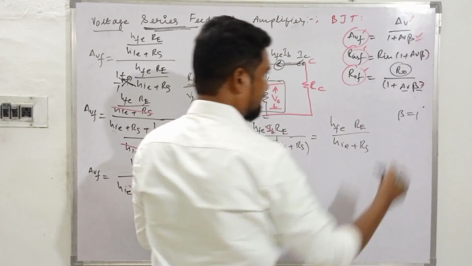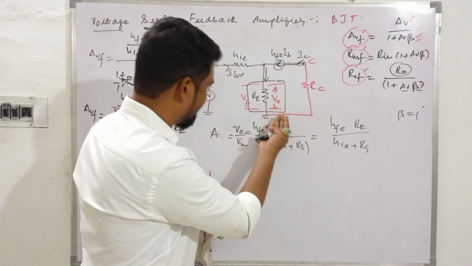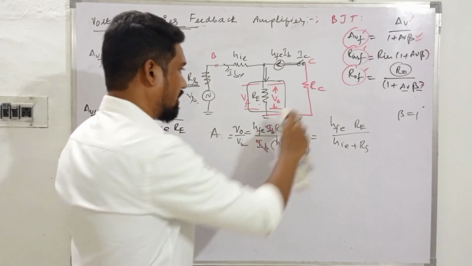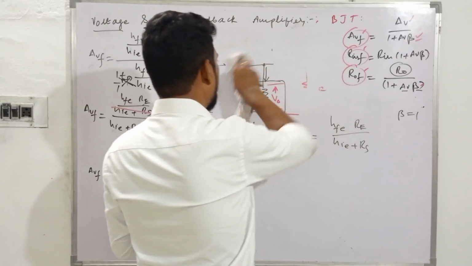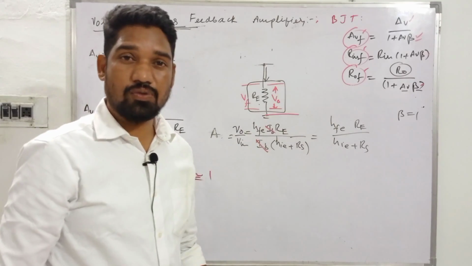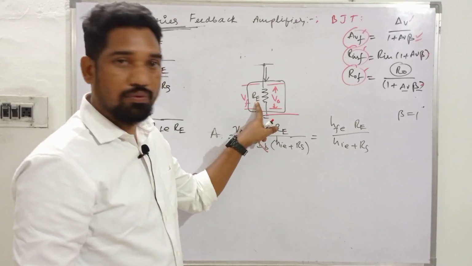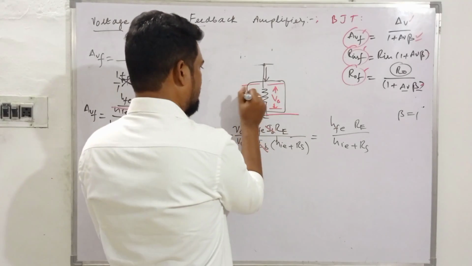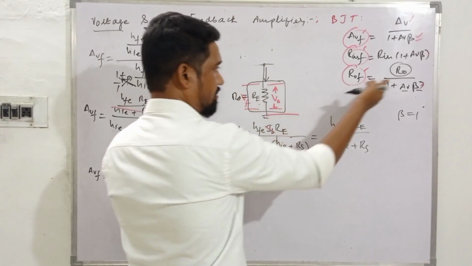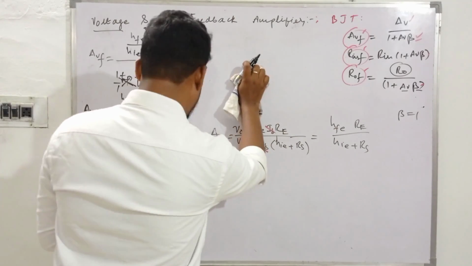What is R naught? R naught is the output resistance, and here the load resistance itself. Output voltage is generally collected across what? Load resistance, so the output resistance R naught will be equal to RE in this case. That has to be plugged in over here, and before that it will be more convenient to evaluate this one.